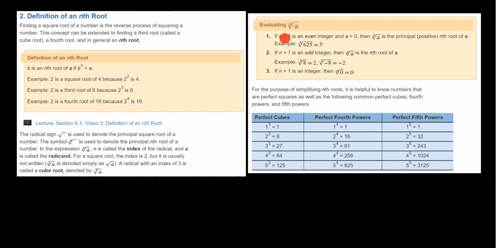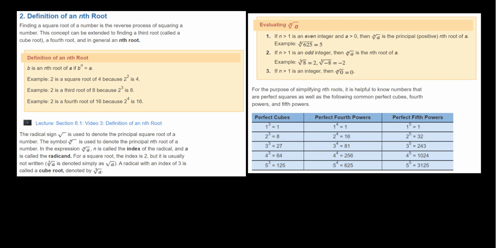If n is greater than 1 and is an even number, then the nth root of a is the principal positive nth root of a. If we have an odd number, then the nth root of a is the nth root of a. And then we have our examples.